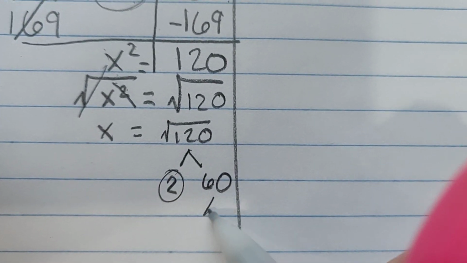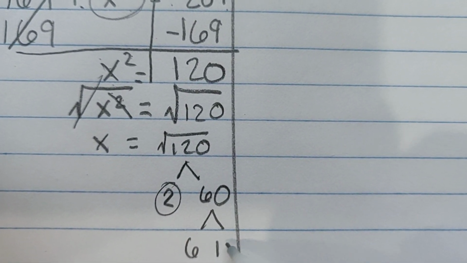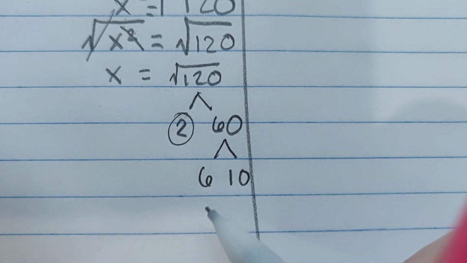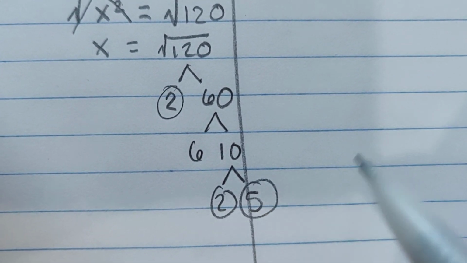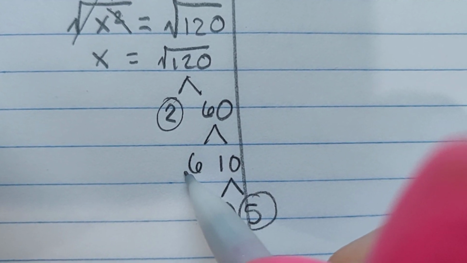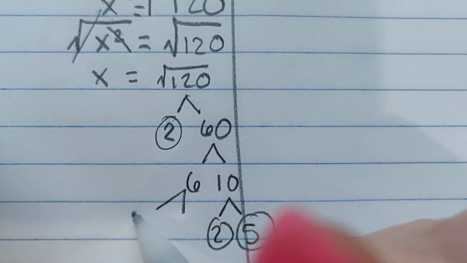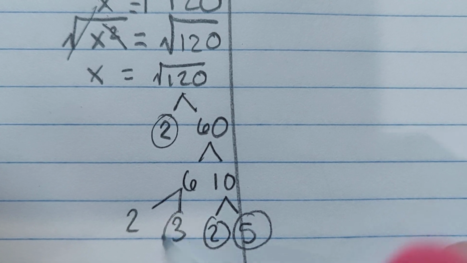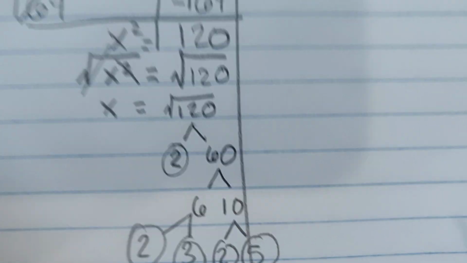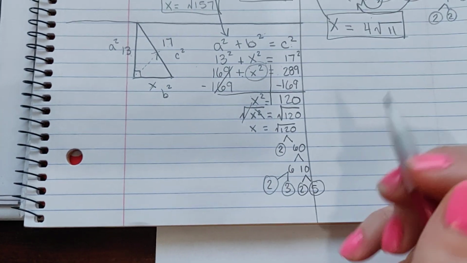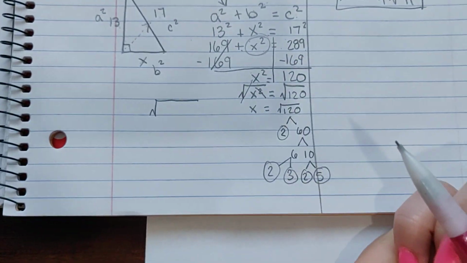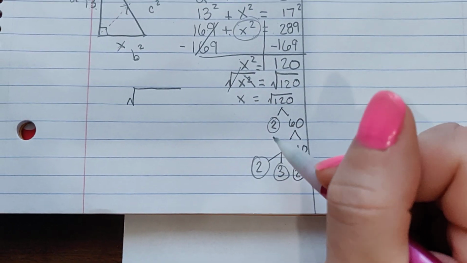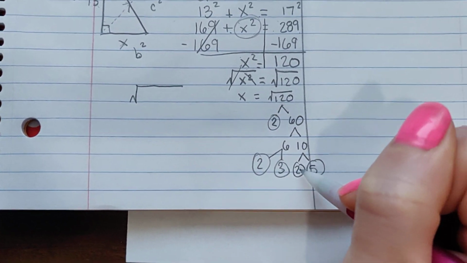And 60, I'm going to go with 6 times 10. You might have chosen a different number. That's okay too. 10 breaks up into 2 and 5. 2 and 5 are both prime, so that's done. And 6 breaks up into 2 times 3. 2 and 3 are both prime. So now we can draw our square root. Okay, so we've got 2 times 2 times 3 times 2 times 5.